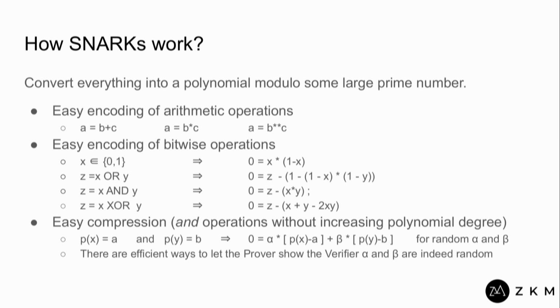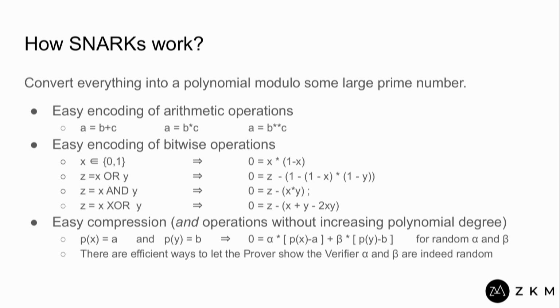So having a finite field, it's easy to add, to multiply, or to exponentiate modulo this prime number. For bit operations, things are a little bit more difficult. The first line that you see there, the bitwise operation, is a test to see that the element modulo the prime number is 0 or 1. And then we have expressions for the OR operation, the AND operation, and the exclusive OR operation.